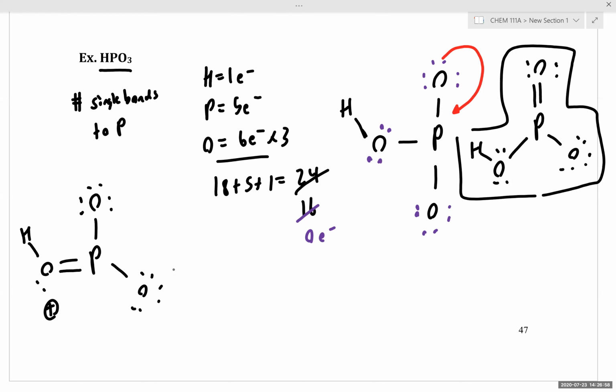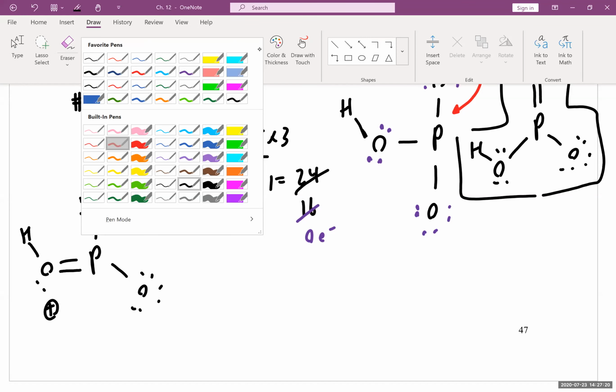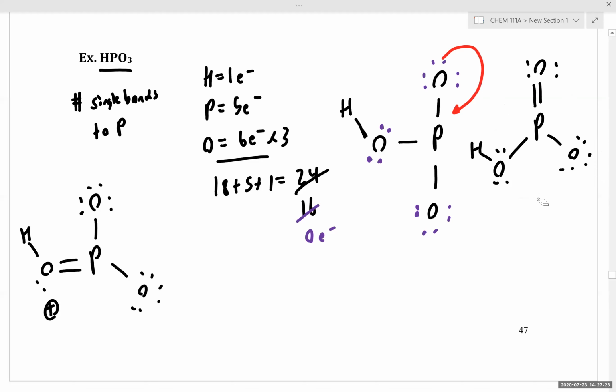Let me just check something really quickly for our electron count. 18, 23, 24, 2, 4, 6, 8, 16, 2, 4, 6, 8, 10, 12, 14, 16. But we're not done. So does anyone notice something odd about this structure? Let's look at it for a moment. I'd like you to always be attentive to the formal charge on each of our atoms. So what's the formal charge on phosphorus?